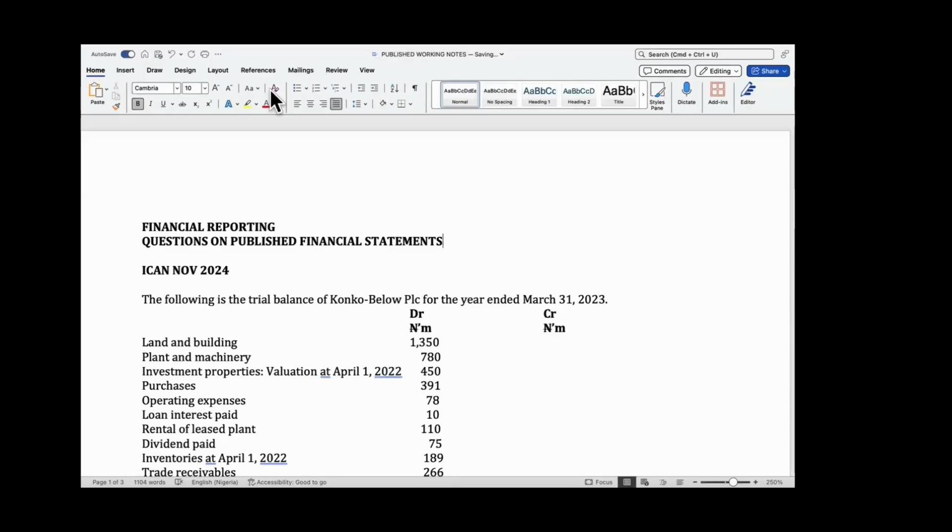We're going to be looking at past questions today on published financial statements. We're going to be considering November 2024 for today.